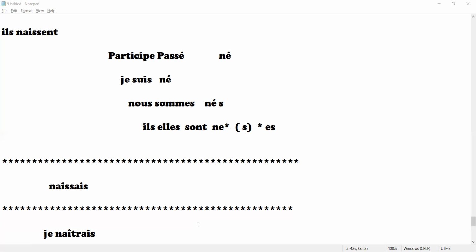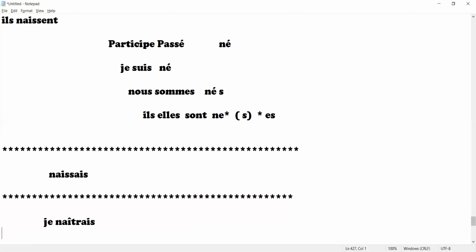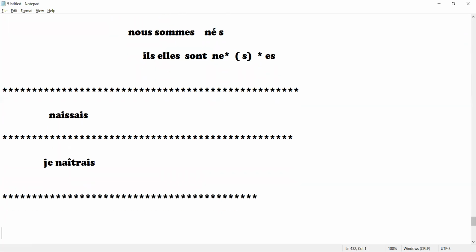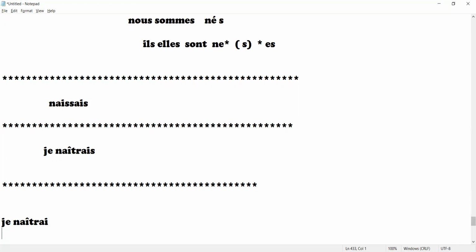What would be the future of naître? What is the formula of the future verb? Naître: ra, re, ra, ru, re, ru. Yes, exactly. So what will happen? Je naîtrai. Are we clear? Is it clear to you? Tell me. Clear, sir.